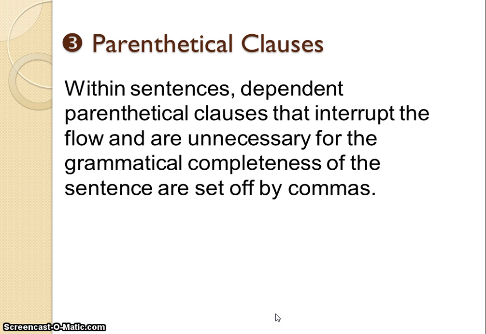Okay, then parenthetical clauses are within sentences. Dependent parenthetical clauses that interrupt the flow and are unnecessary for the grammatical completeness of the sentence are set off by commas. We've kind of talked about this a little bit.